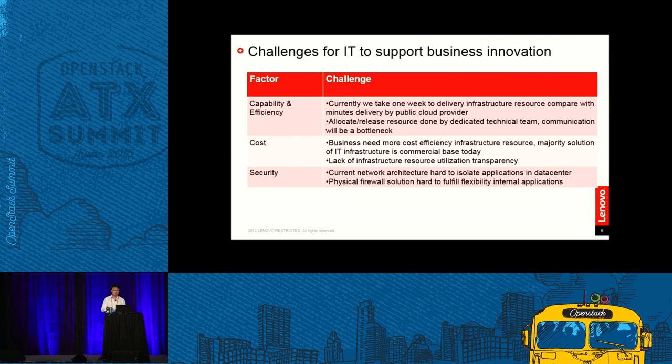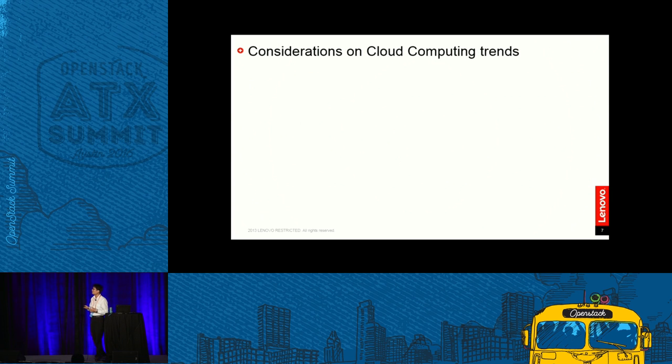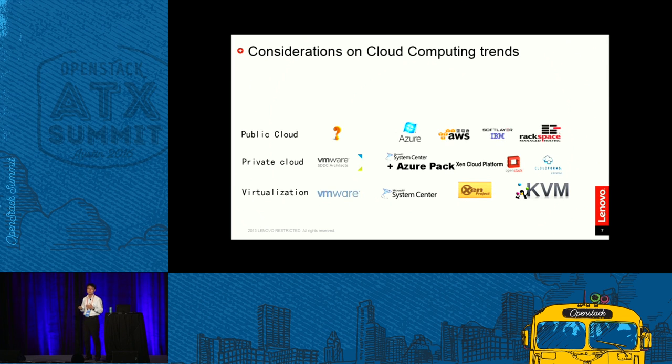So to deal with those challenges, Lenovo chose to embrace cloud computing technologies. There are lots of options here. So Lenovo did a research on the major cloud computing technologies. There are lots of technologies that can be chosen: public cloud, private cloud, and from the technology point of view, closed proprietary technologies, and also open source and economic technologies, different choices.